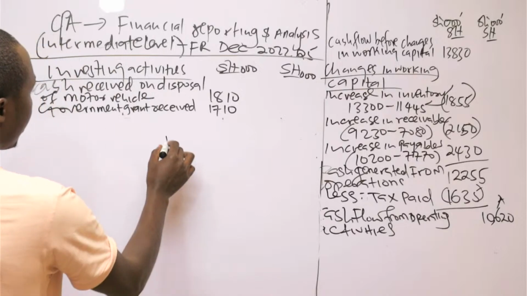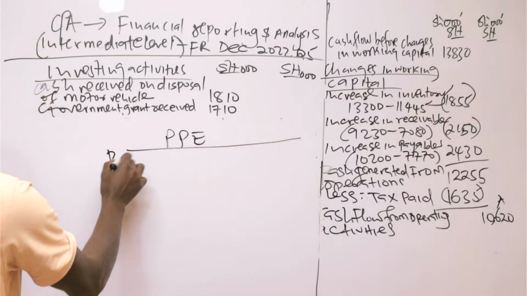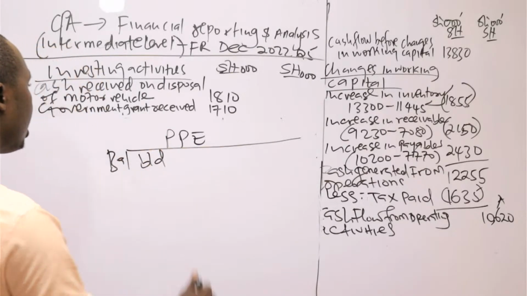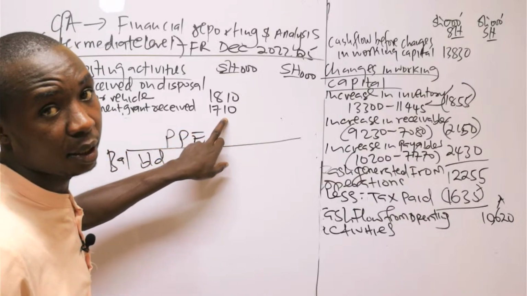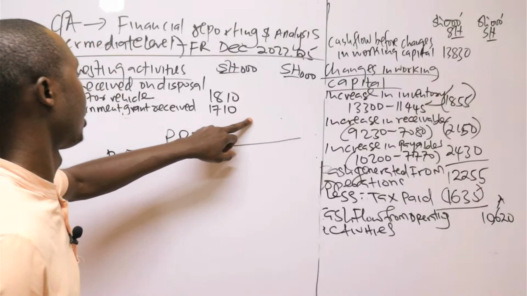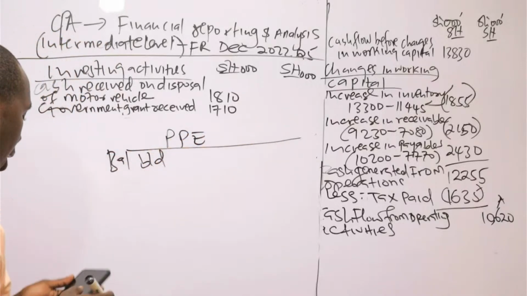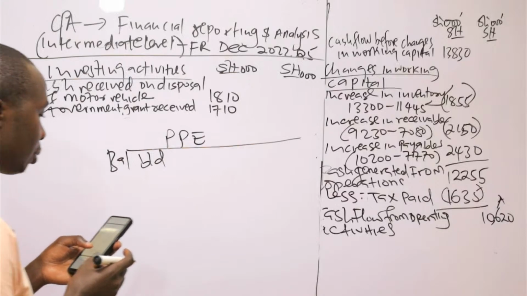So for us to get what they paid, cash paid, we go to the property, plant and equipment. We do our working on property, plant and equipment. So we start with balance brought down. So PPE. I'm looking for what they paid if they acquired another extra asset.